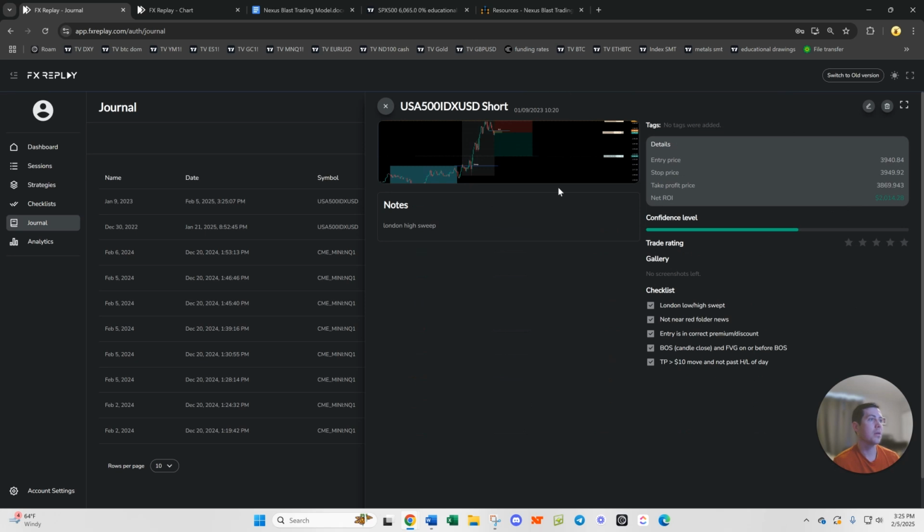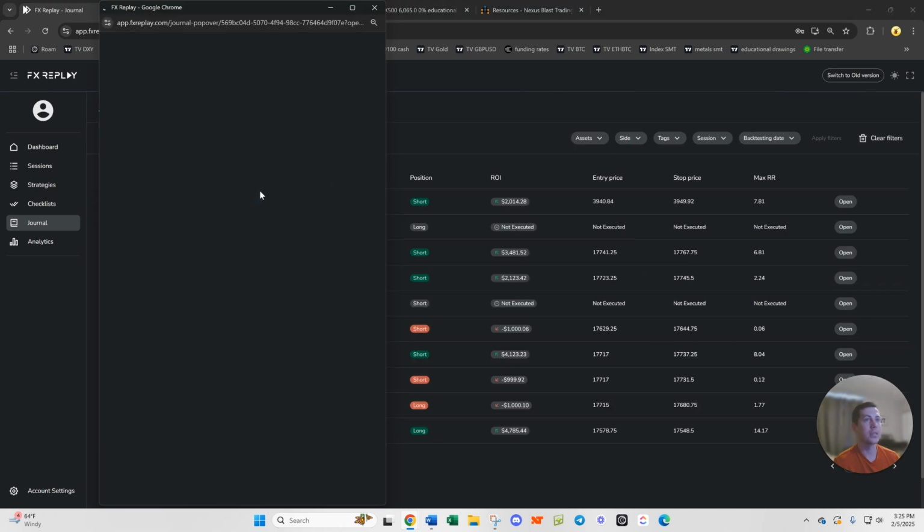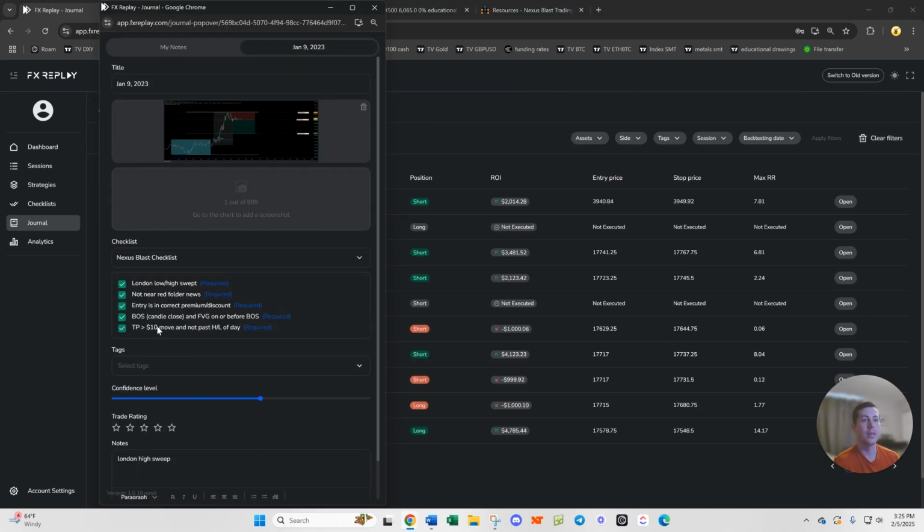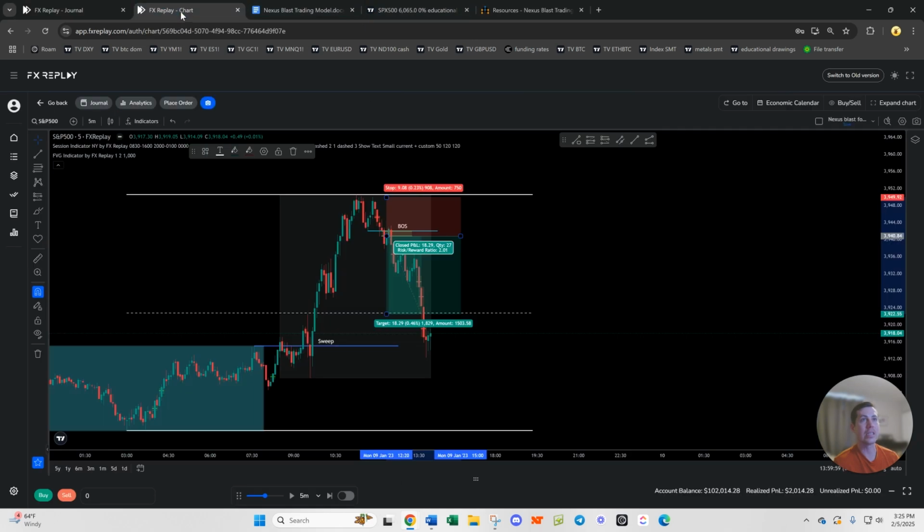If I open it up, it shows all the information that I recorded, and if I want to go back and edit some things, I can come back in here and change anything I want for additional notes or things like that. So it's a really helpful tool and a really good way for you guys to make sure you're sticking to the rules for your strategy.